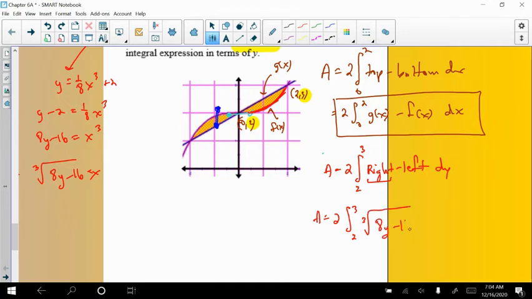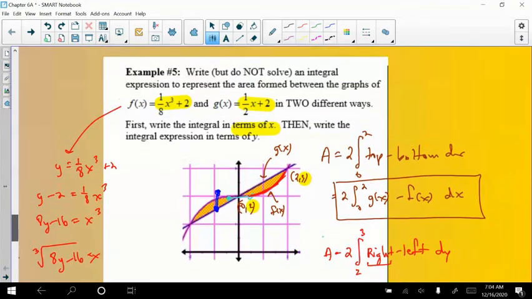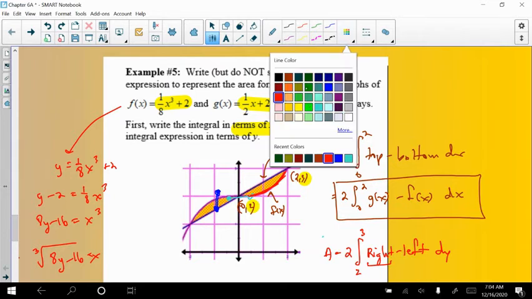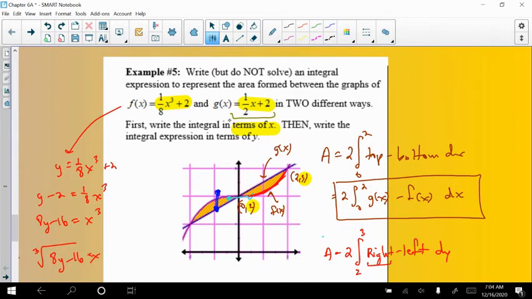8y minus 16 minus, now the left function, or I should say the left curve, was 1/2 x plus 2, right? So over here, if it's y equals 1/2 x plus 2, so subtract the 2, so y minus 2 equals 1/2 x, and then double. So 2y minus 4 is equal to x.